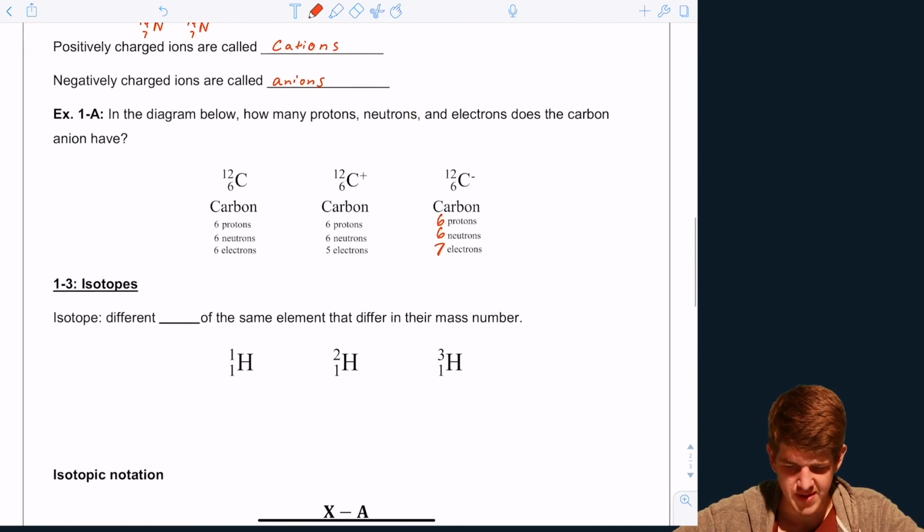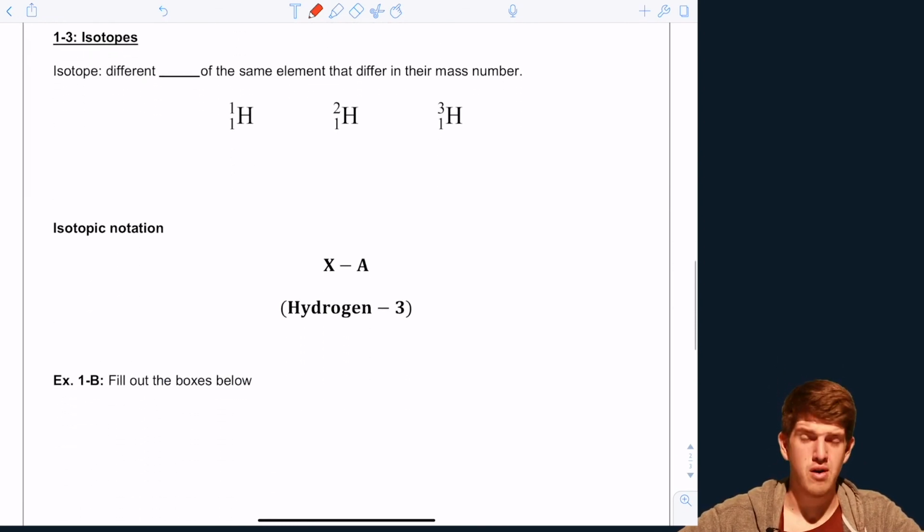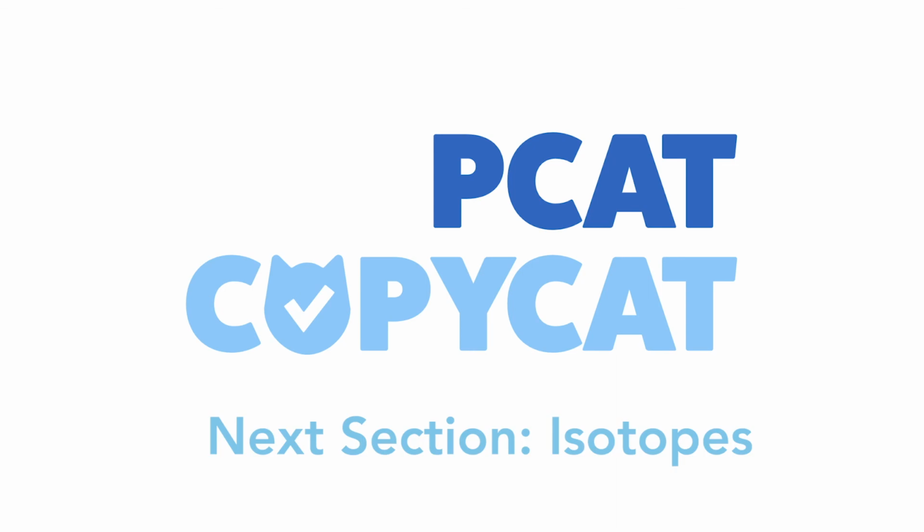So now we've talked about protons: if I change the number, I change the element. Electrons: if I change the number of electrons, I form ions of an element. The last ground that we need to cover are isotopes. What happens if I change the number of neutrons?